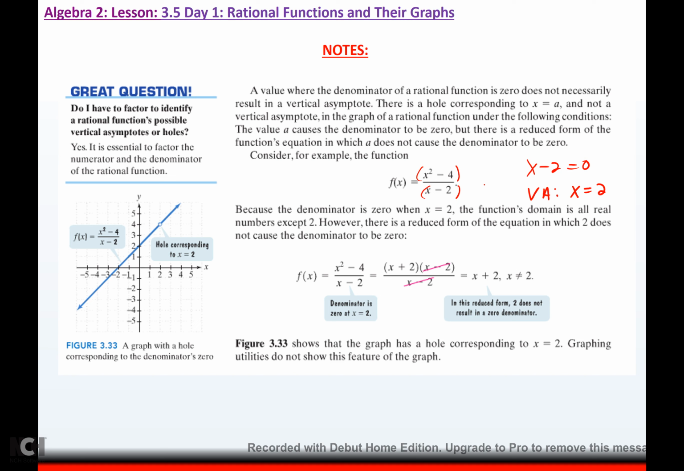And they factored the top into x plus 2 times x minus 2. And do you see how that canceled? And what that means is, instead of it being an asymptote, it's just going to be a hole. Okay? And if you graphed this on a graphing calculator, what you're going to see is just a straight line. You won't see the hole there, but I promise, it's there. If you went to the table and went to 2 in the x column, you're going to get an error message in the y column.